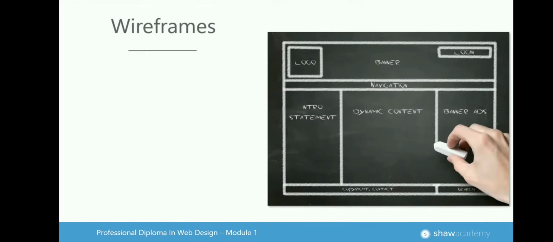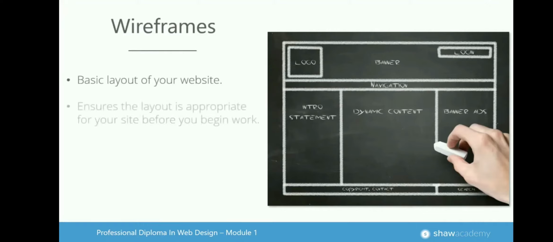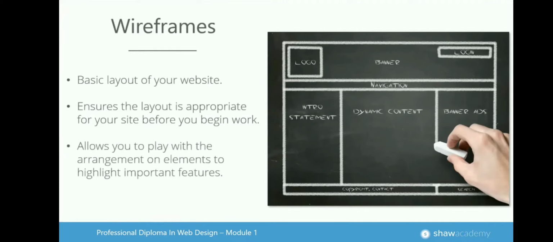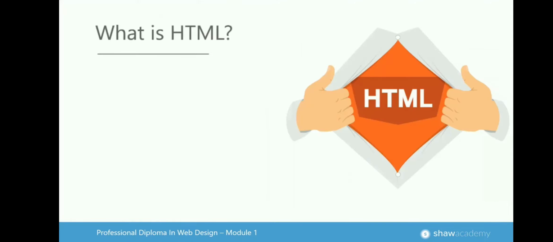So within layout, I mentioned wireframes. So what is a wireframe? It is a basic layout of your website, as you will see here on the right. It ensures the layout is appropriate for your site before you begin working, and it allows you to play with the arrangements of elements to highlight important features. So there's no point in having the most important section of your website on the bottom left. So we try and keep things nicely centered. So this is a brilliant example of the use of a wireframe.